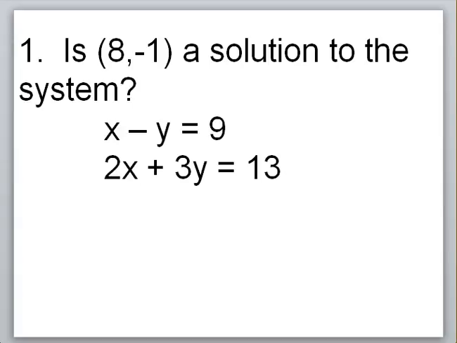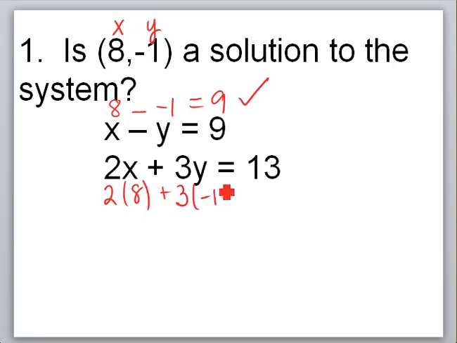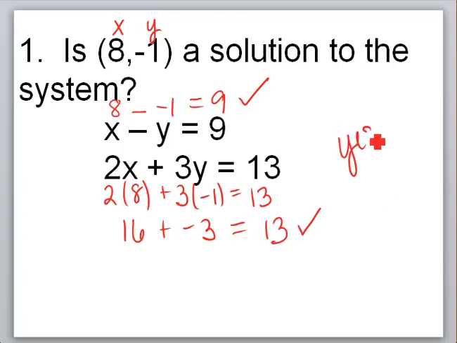Well, how we're going to be able to tell that is by plugging in our x and our y values and asking ourselves whether or not it's true. So if x is 8 minus y, which is negative 1, does that equal 9? And the answer is yes, it does. So yes, it is a solution to the first line. Now the second one, we have to take 2 times the x, 8, plus 3 times the y, which is negative 1, equals 13. Well, 2 times 8 is 16. 3 times negative 1 is negative 3. Does this equal 13? Yes, it does. Because it works for both equations, it must work for both equations, we can say yes, it is a solution.